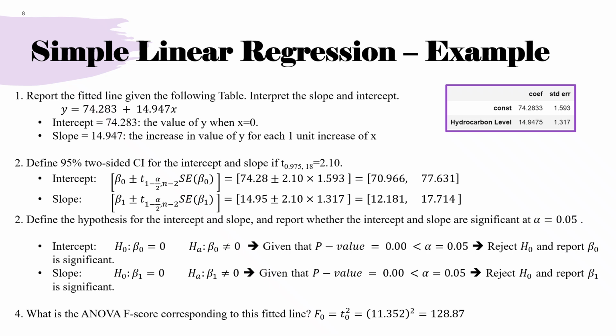In simple linear regression, the ANOVA F statistic is equal to the square of the t-test statistic for the slope. Since we already calculated the t-statistic for the slope to be 11.35, the corresponding F statistic is the square of this value, which equals 128.87.